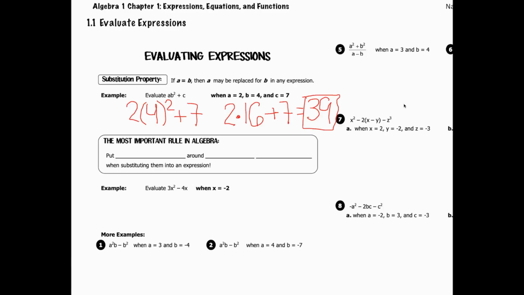The most important rule in algebra is to put parentheses around negative numbers when substituting them into an expression. In that previous example, we did not have to do any of that, but we will soon. The reason it's important is you don't want to confuse it for a subtraction sign. You want to know that it's a negative sign, not a subtraction sign, because unfortunately, whoever created those rules did not really distinguish well between subtraction and negative. So the parentheses go around negative numbers.